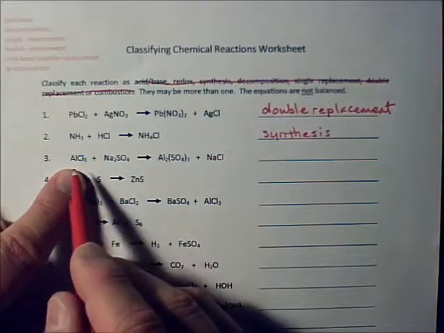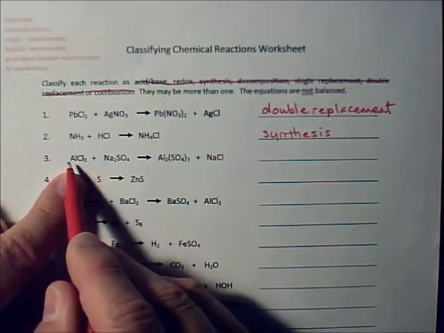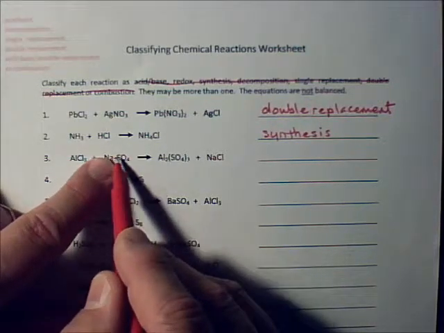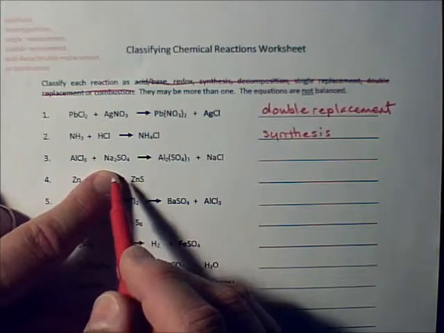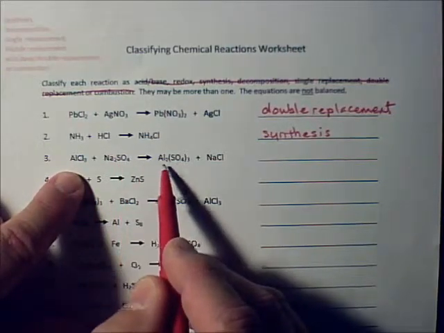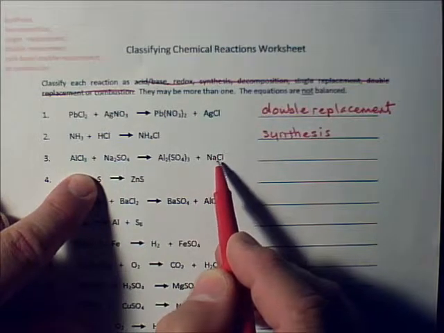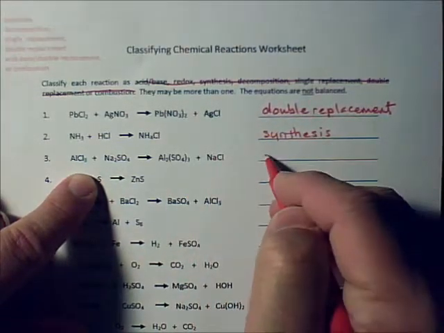Here we have a two-part chemical, aluminum chloride, and a two-part chemical, sodium and SO4 sulfate, sodium sulfate. The aluminum joins with the sulfate to make aluminum sulfate. The sodium joins with the chlorine to make sodium chloride, and that is again double replacement.